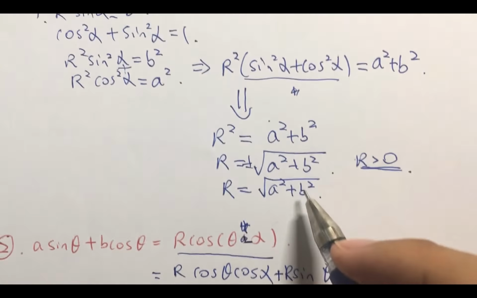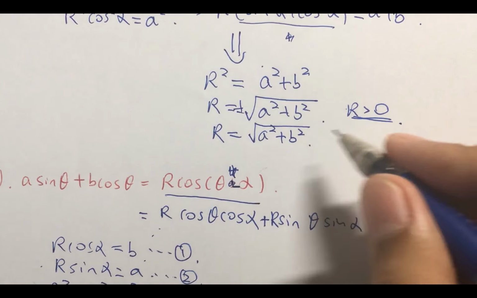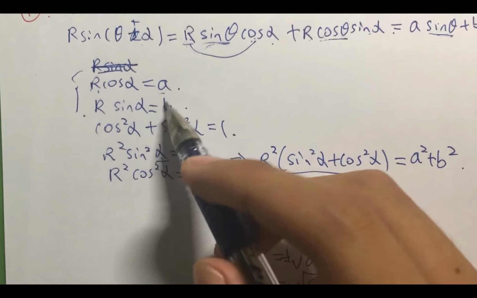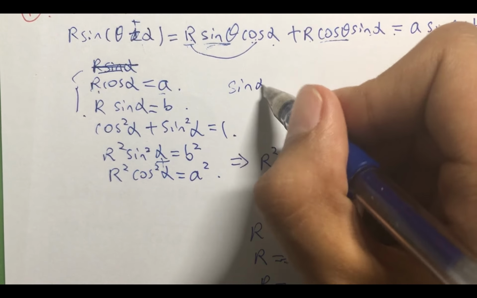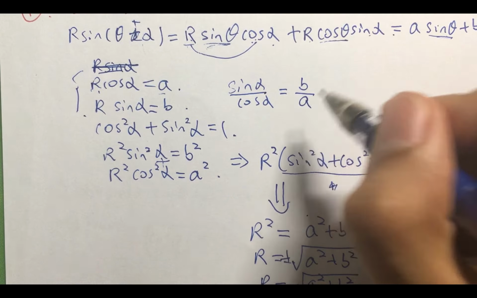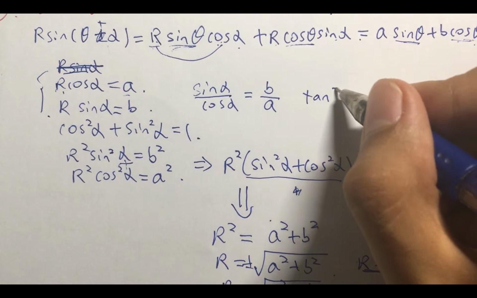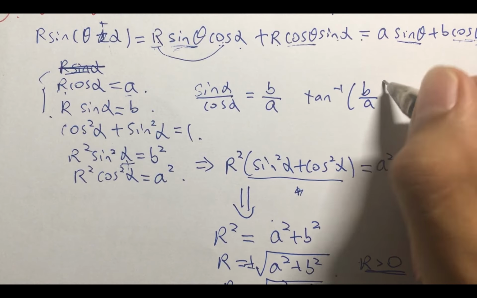And same thing here, which you will also get, so that when we are dividing both of these, you will also get sine alpha over cosine alpha equals b over a. And tangent inverse of b over a.